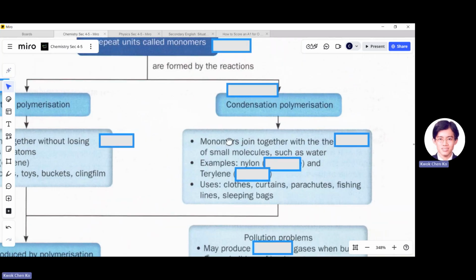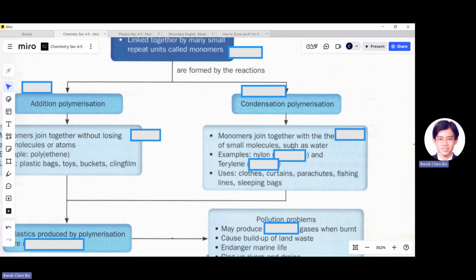Now, on the other side, condensation. Yep, Ethan. Monomers join together with the what of small molecules? Sure, I can put the word loss or removal. Now, Ethan, nylon is. Yep. And beryllium is. Yes. Try not to get it wrong.